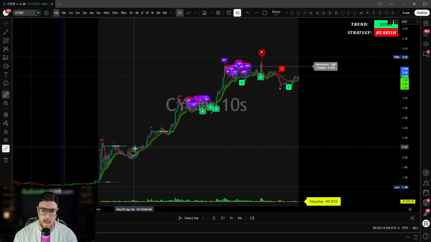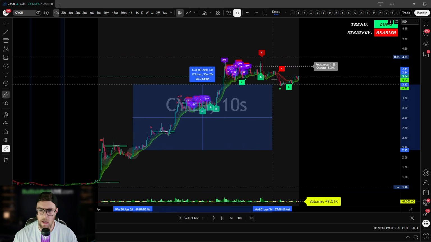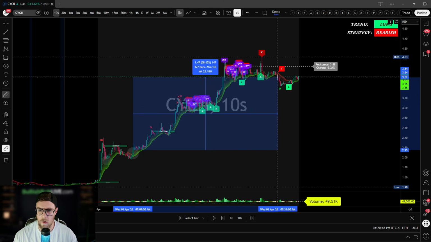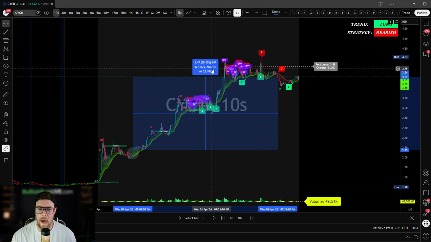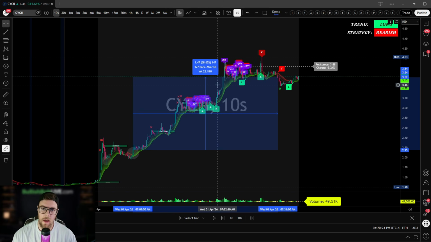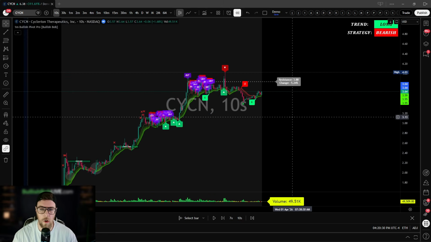If you took this entry down here and sold at the cross below right there, 68% in a matter of 21 minutes, it says. 21 minutes, 68%. You're done for the day. You lock in profit all before the market even opens. We don't care about world news. I don't even care about this news, to be honest with you guys. I just don't care. It's a low float stock.